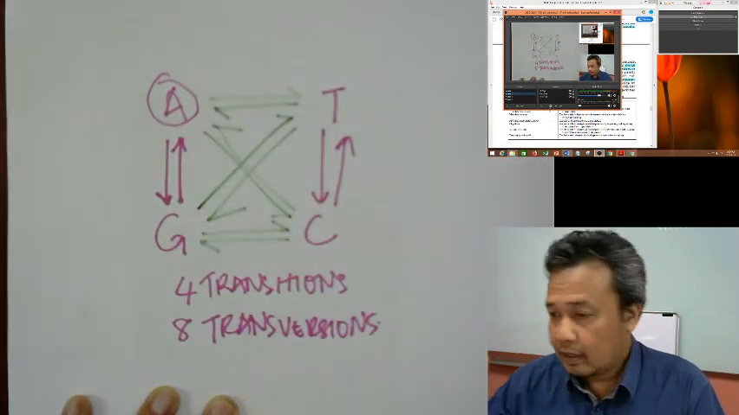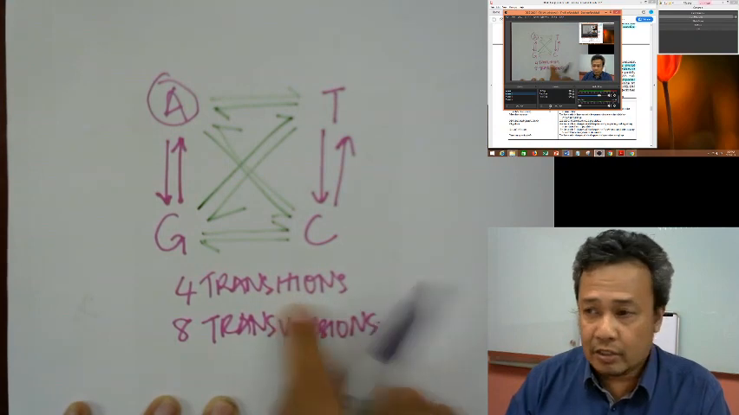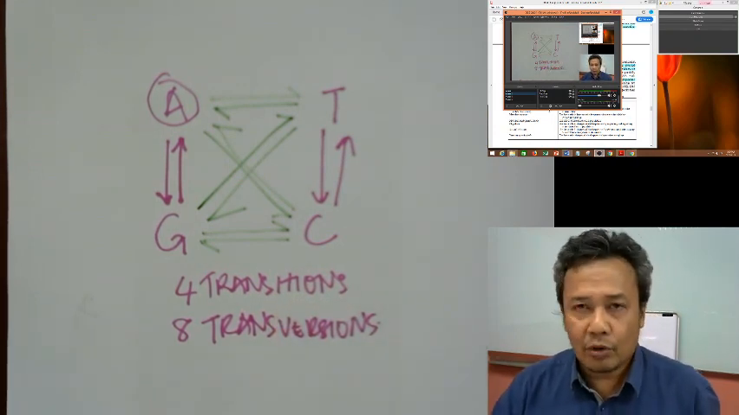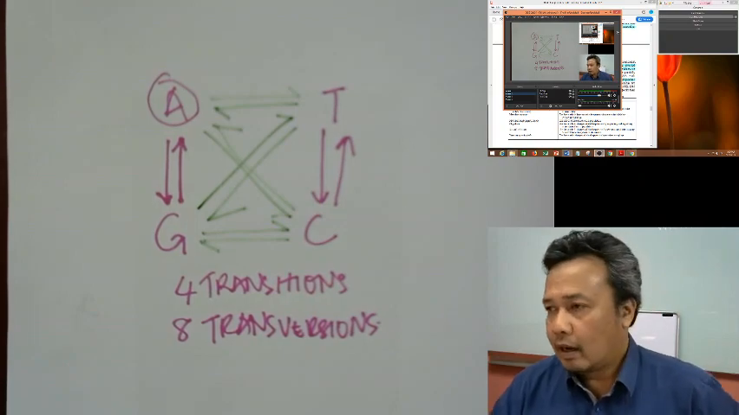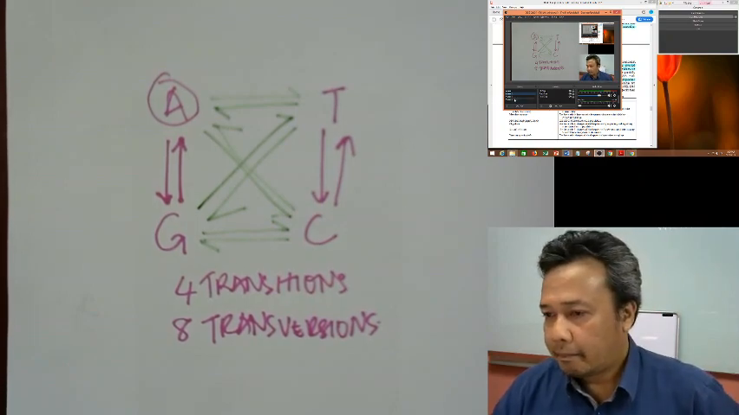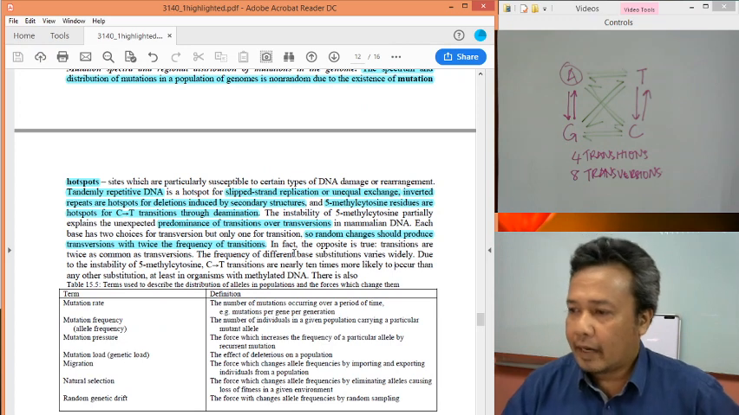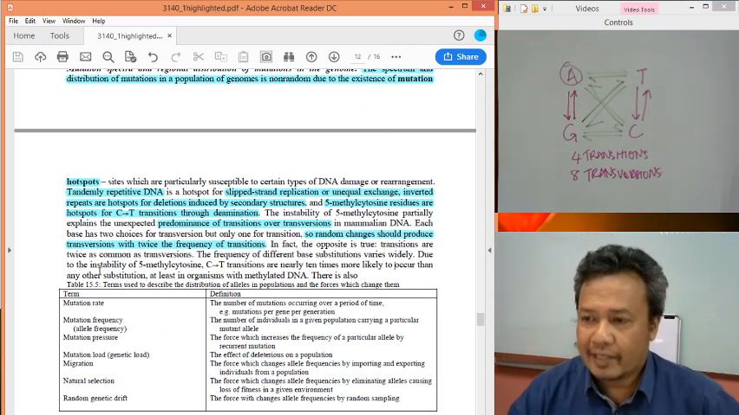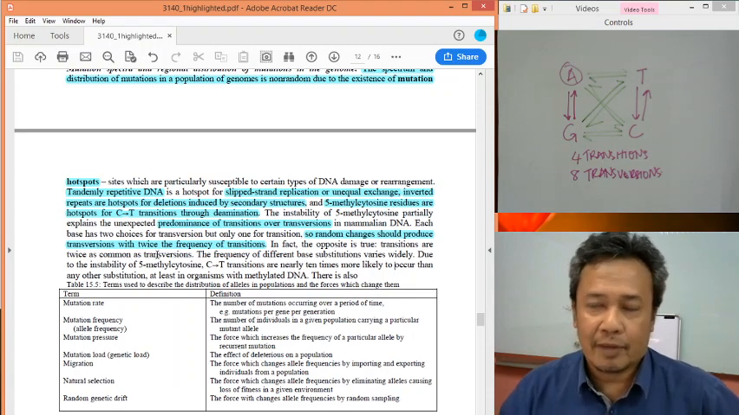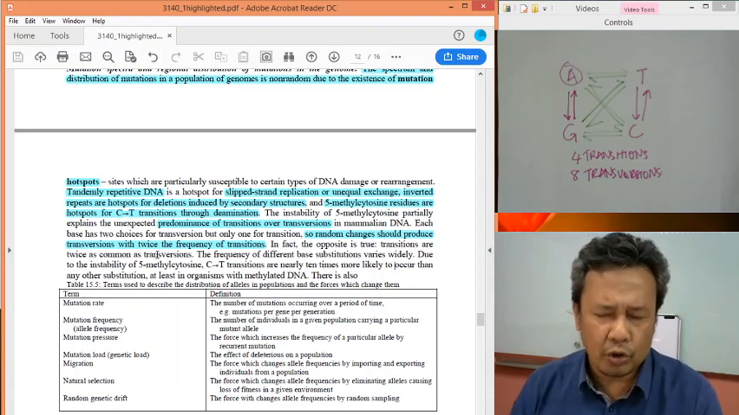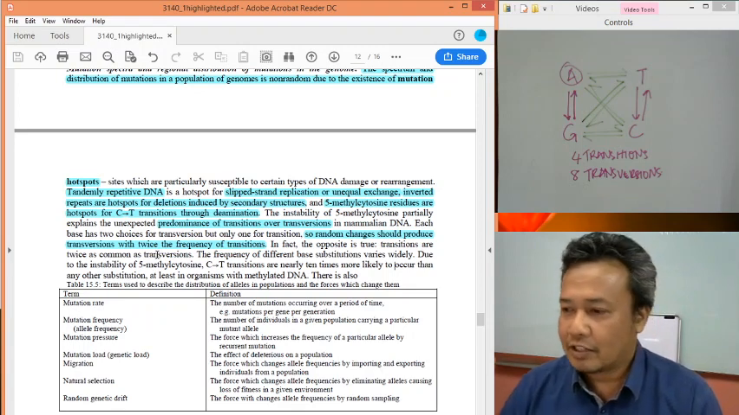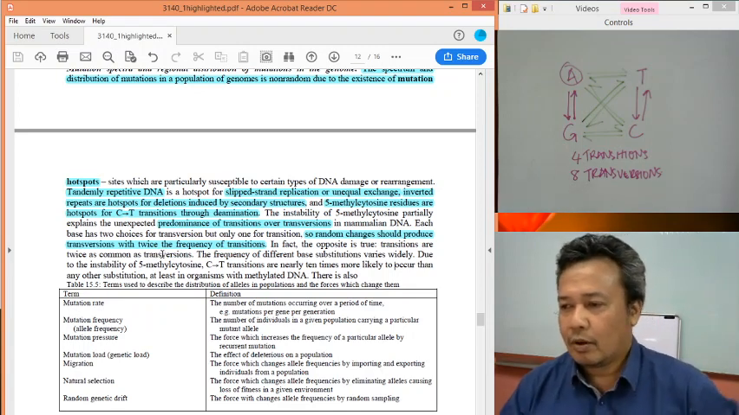Now, if you have 4 transitions and 8 transversions, in the genome you would expect to see more transversions. But as it is, in fact, the opposite is true. It says here, transitions are twice as common as transversions. Why? Because a lot of mutations actually cause transitions rather than transversions. Okay, so this is what it's talking about.